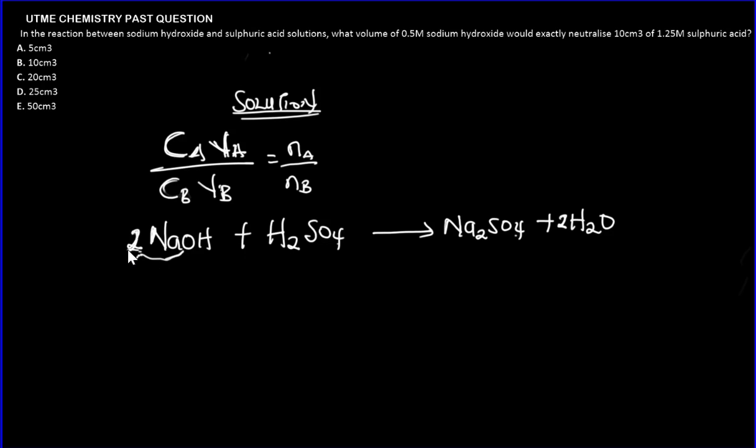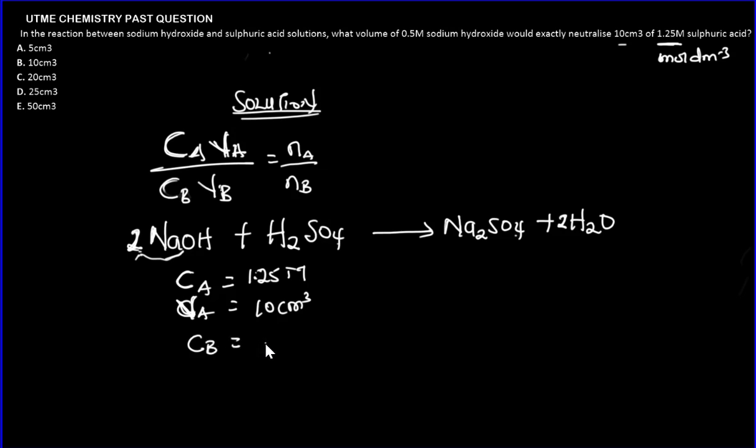So let's write the parameters. Concentration of the acid is 1.25 molar. Sometimes they can give you this M as mole per dm cube. Just know that it's still the concentration of the acid. Volume of the acid is 10 centimeter cube, right? Concentration of the base is 0.5 molar, and volume of the base is what we are looking for.